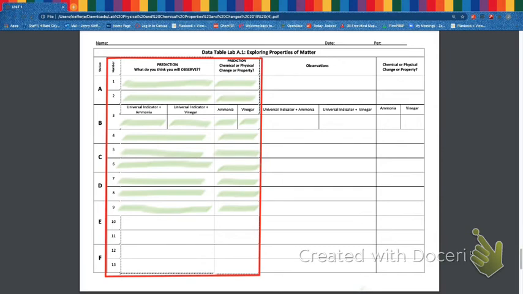Number 10 is dispense 10 drops of baking soda solution. So instead of solid baking soda, we're going to have a solution of baking soda and water, and we're going to put that into a test tube. Then we're going to add 5 drops of vinegar solution. So what do you think you will see? So we're putting a baking soda and water solution and a vinegar solution together in our test tube. Okay? And make sure you do the prediction. Chemical or physical change or property.